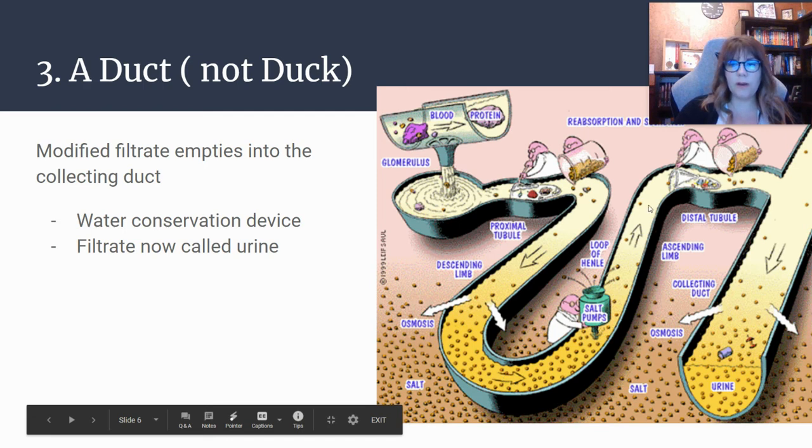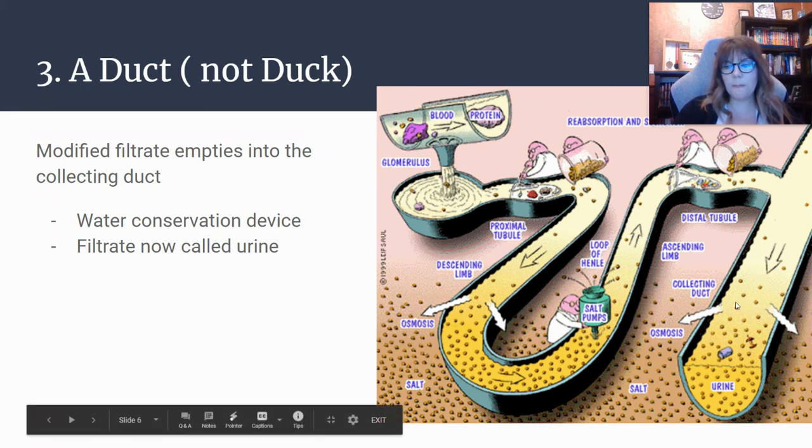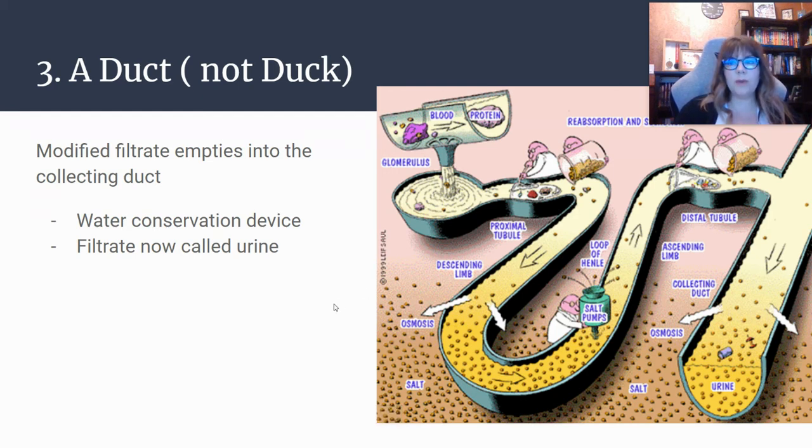the entire nephron. By the time we get to the collecting duct, which is this part here at the end, we now have a modified filtrate, which essentially means that it empties into the collecting duct and we now have something called urine. Okay, so that's kind of the big three major things that happen with the nephron. Again, we haven't learned what structures they are, but just know those three generalized functions of the nephron.